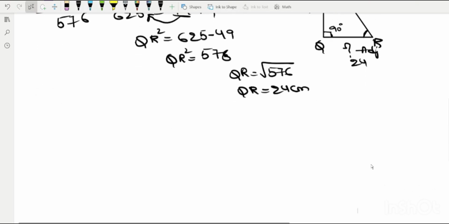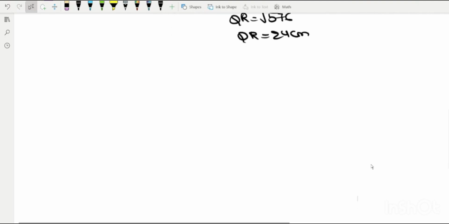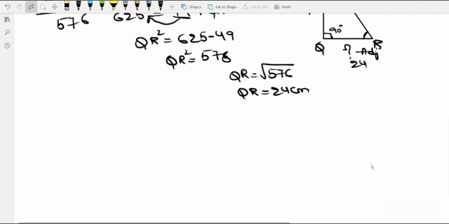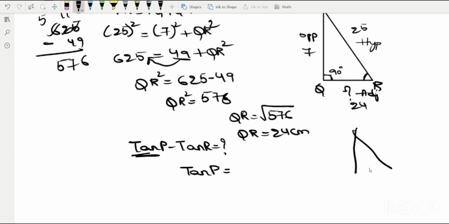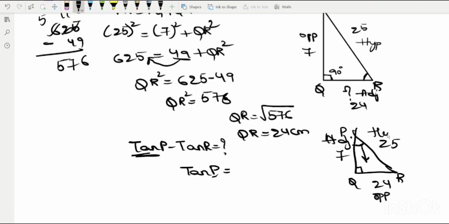Now let us find the values for tan P and tan R. Tan P minus tan R, we need to find the value of this. First, we will find the sides formula for tan P. So let me draw the triangle again. P, Q, R, the value of PQ is 7, the value of PR is 25, and the value of QR is 24. Now the angle is at P. So this is the angle, then this would be opposite side, this is adjacent side, and this is hypotenuse.